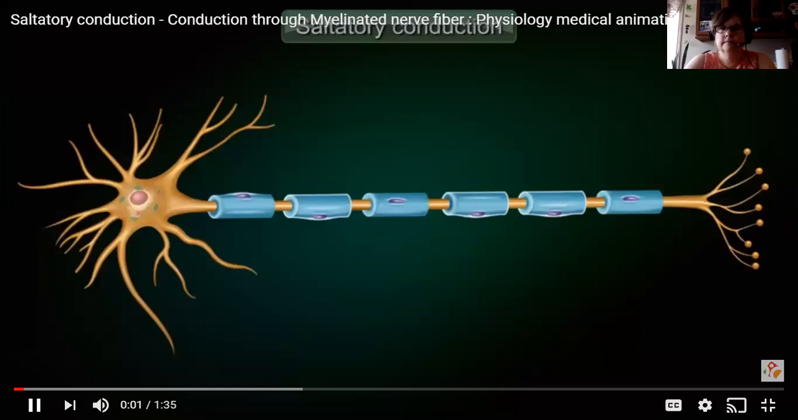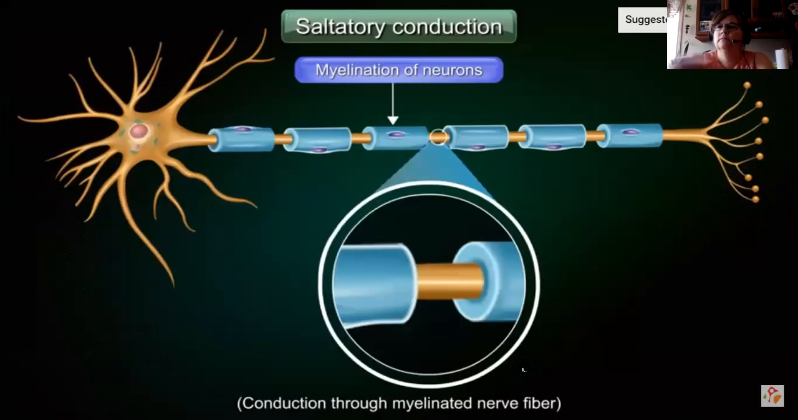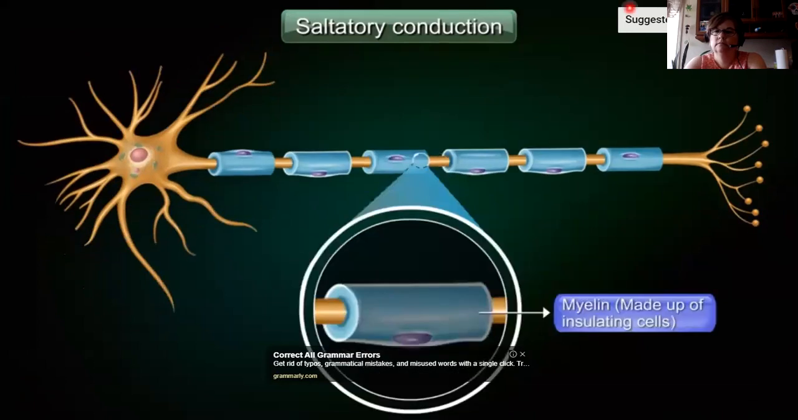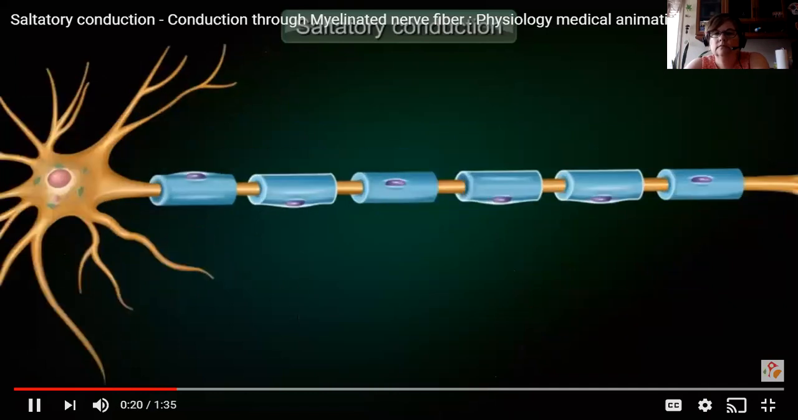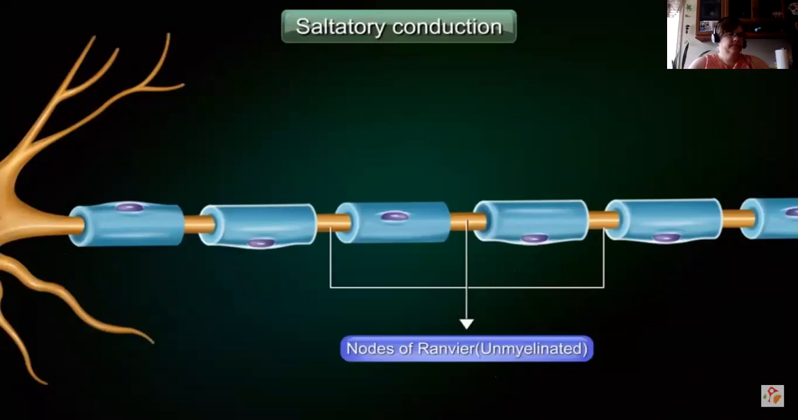Conduction through myelinated nerve fiber. Due to the myelination of neurons, action potentials may only occur at the nodes of Ranvier. Myelin is made up of insulating cells, which means depolarization cannot occur in myelinated regions. Between these cells, however, there are gaps known as nodes of Ranvier which are unmyelinated.